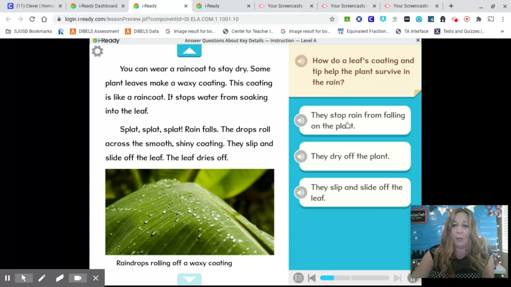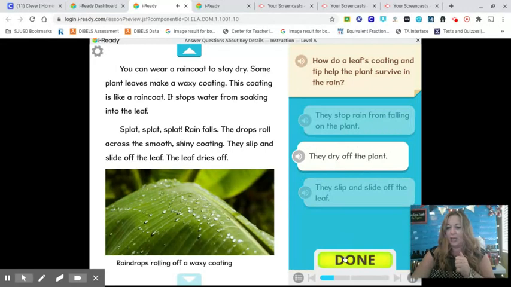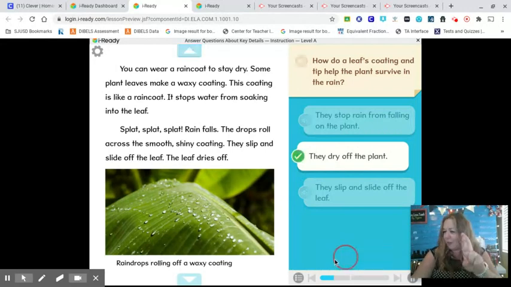Is it protecting the plant from rain falling on it? No, because as we can see in the picture, the rain's falling on the plant and then it's rolling off. So how is it helping? Is it helping to dry or the slip and slide off the leaf? I think it's going to be dry. Let's see what our answer is. Fingers crossed. Yes. Well done.